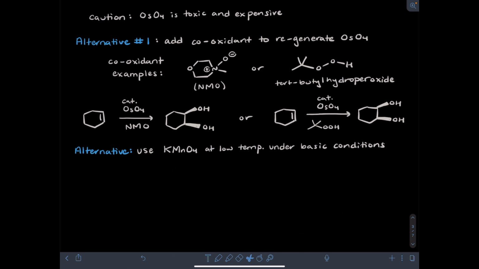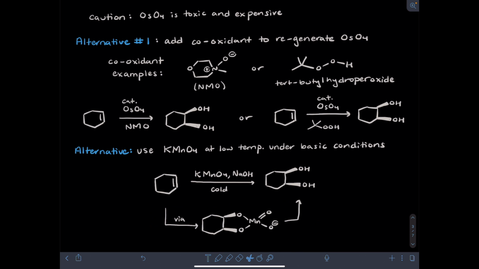A second alternative is getting rid of the osmium entirely and using potassium permanganate, KMnO4, under basic conditions instead. This reaction needs to be performed at low temperatures. What these syn-dihydroxylation conditions would look like is treatment of the alkene with KMnO4 and NaOH at a cold temperature in a single step. This is just another method of getting the syn-1,2-diol product.